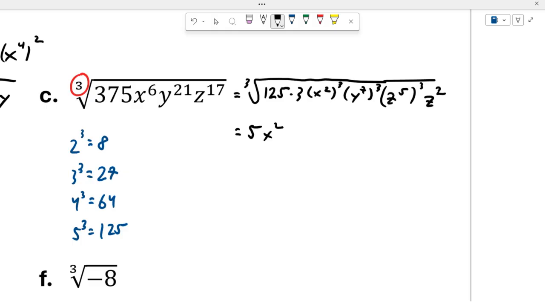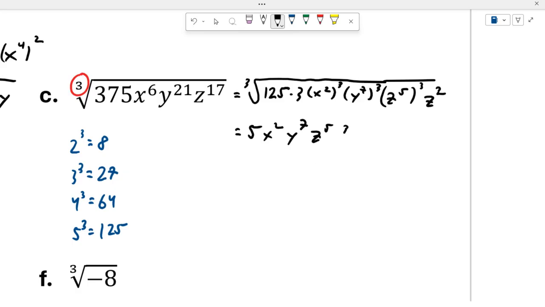Same thing with the y's. I'm going to take the cube root of y to the 7th cubed. So my cube and my cube root are going to cancel, leaving me with just y to the 7th. And when I take the cube root of z to the 5th cubed, my cube root and my cube cancel, and I'm left with just z to the 5th.